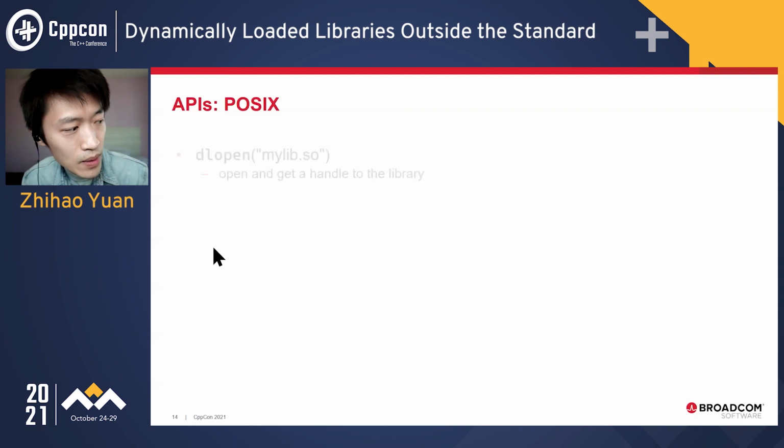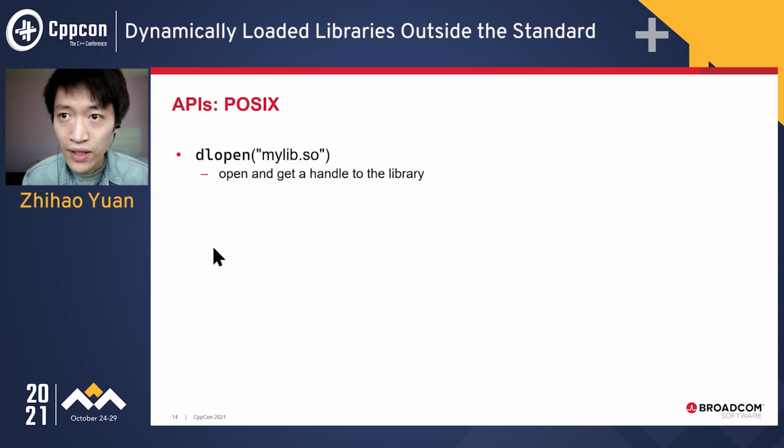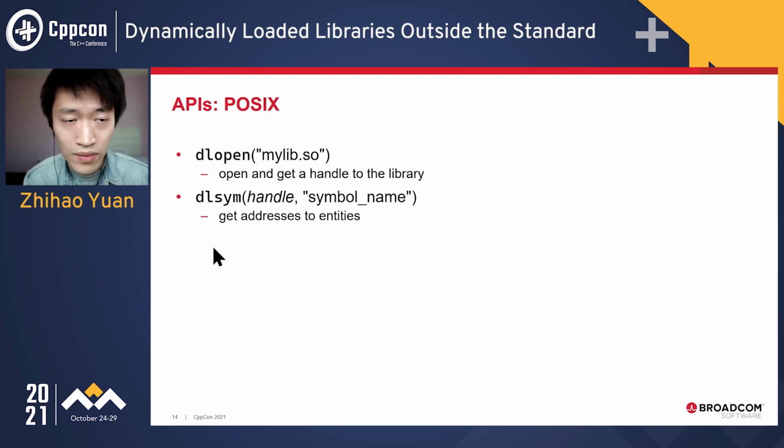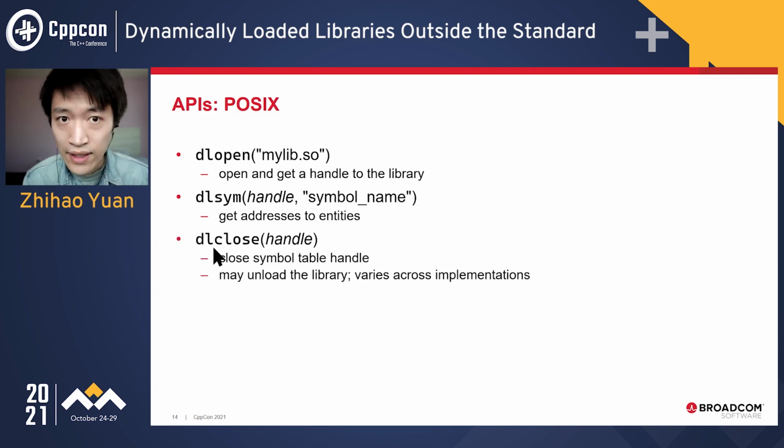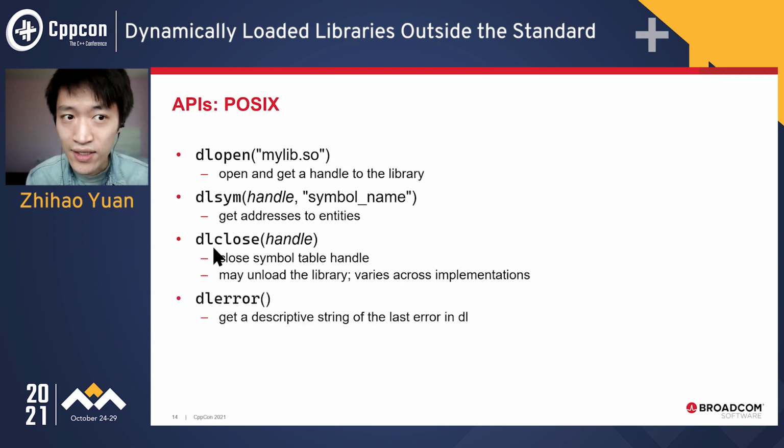Here is the API on POSIX. dlopen, very similar. It opens and gets a handle to the library. dlsym, also similar. And then dlclose. This is slightly different because it closes the symbol table handle. It may unload the library. The exact behavior is implementation defined. And this is also interesting. dlerror gives you directly the error string instead of some error number, because this functionality is served by a dynamic loader library, ld.so.